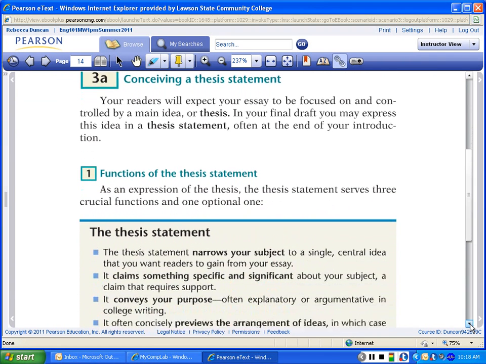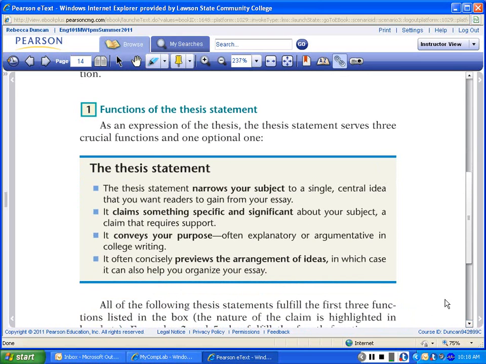So what does a thesis do? This is the positive, this is what it does. I would point out that your patterns textbook on pages 32 and 33, which I'll refer to but can't put up here on the screen, also has some negatives of what a thesis statement does not do at this level. So I'm going to refer to that in a second. But first of all, what does a thesis statement do? What is its job? It says it has three crucial functions. The first three are mandatory, and I like to see the fourth one as well, and that's what we're going to be practicing, previewing the arrangement of ideas. So we're going to put into practice all four.